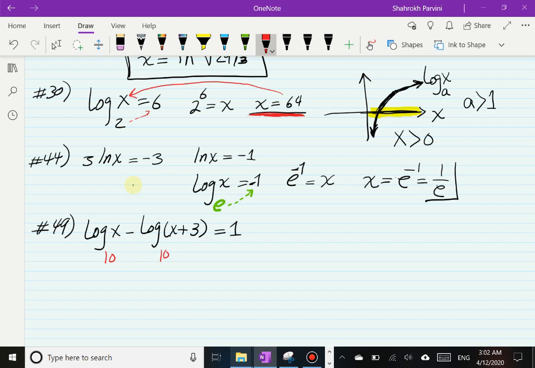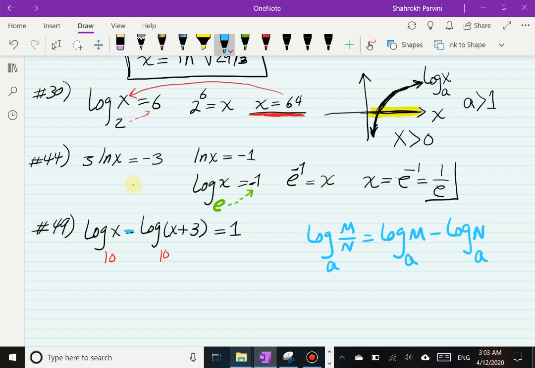Now, because I have 2 logs on the left, we need to consolidate. We need to combine them into the log of a single expression. I'm going to use the properties of logarithms to do that. If you remember, we had this property of logarithms, the quotient rule. Log m over n is log m minus log n. And of course, this works in any valid base, a.